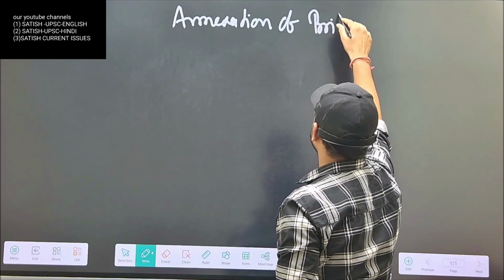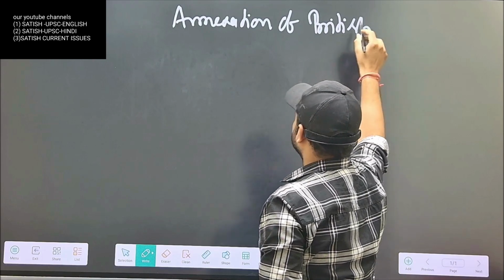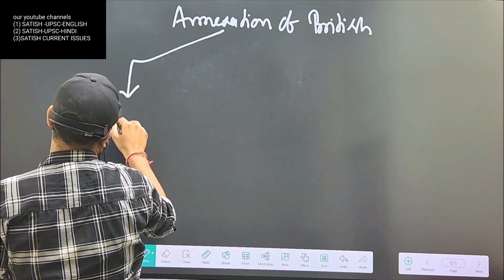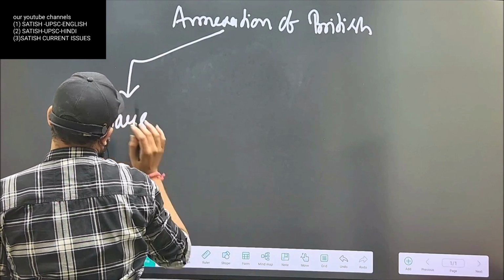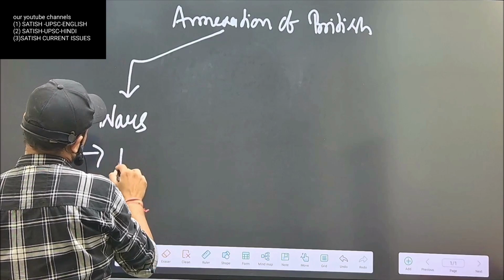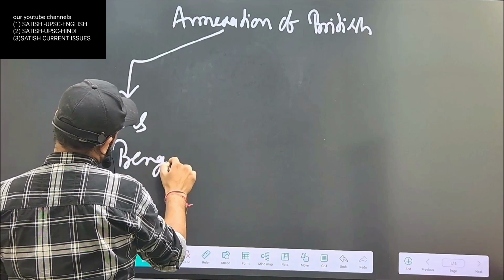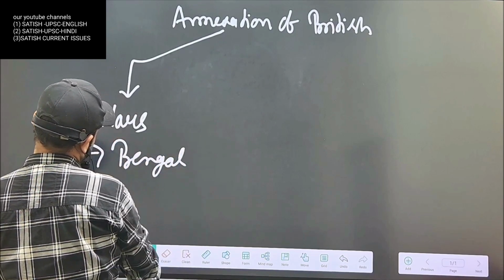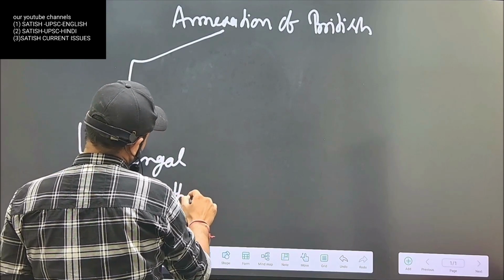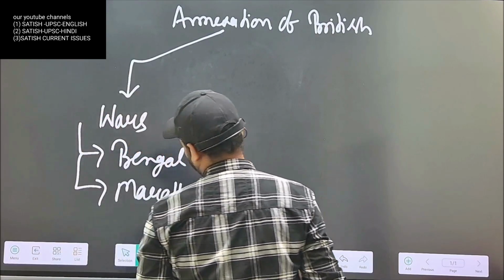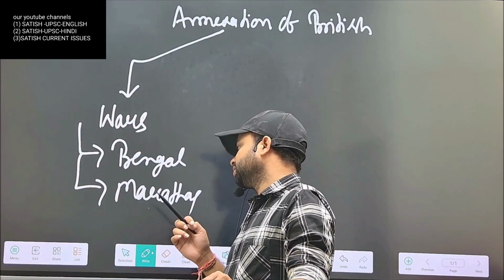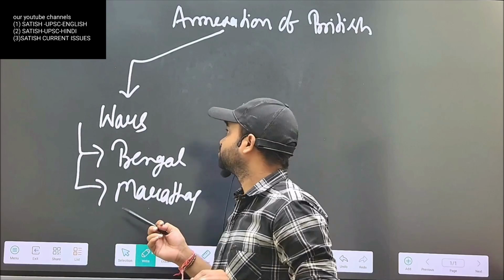Annexation of British by wars. We have completed the by wars like Bengal wars, Marathas, wars with Marathas, Sindh, Punjab, Mysore, and so on.